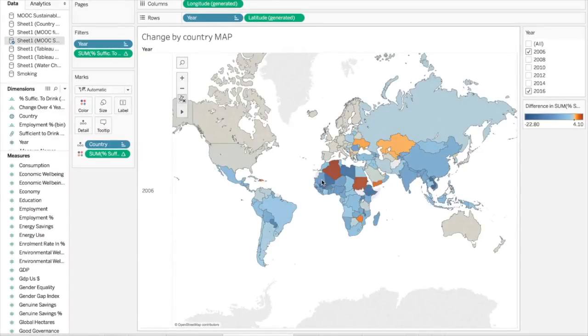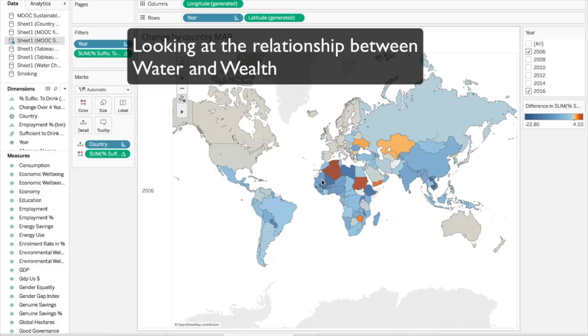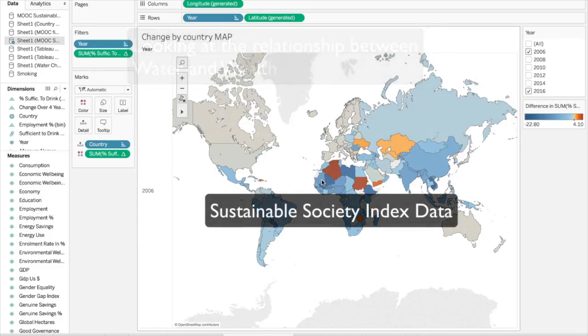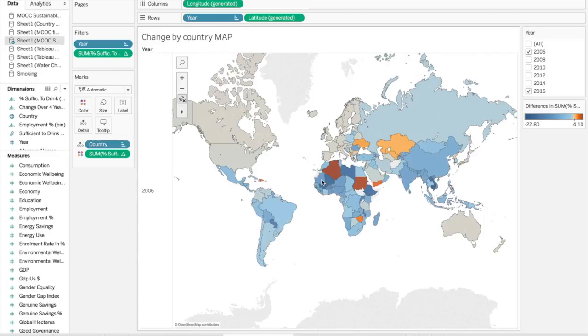Back to our story on water. We've been looking at the relationship between water and wealth. We are looking for a story on inequality and water. And we've been using the Social Sustainable Society Index to look at changes between countries and within countries over time.